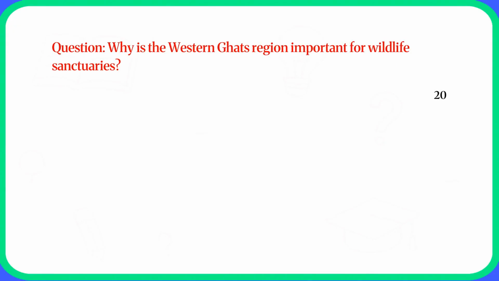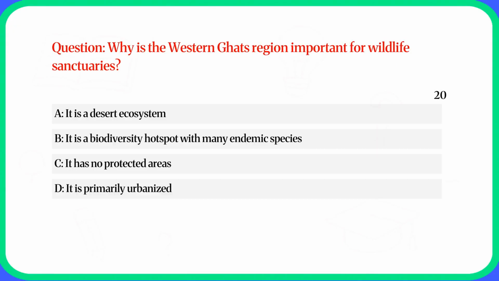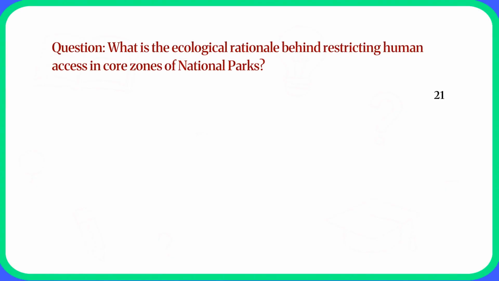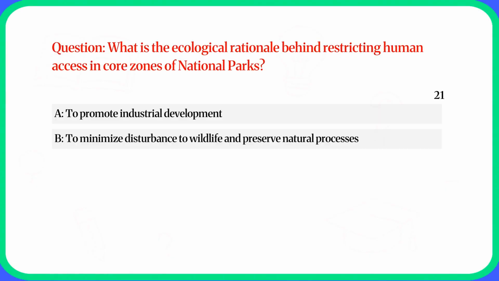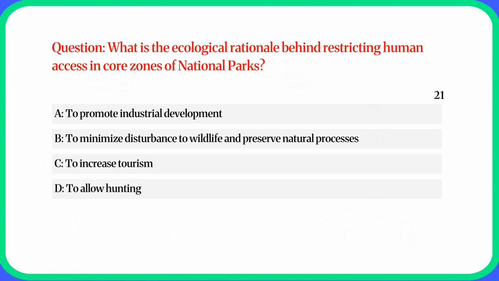Question: why is the Western Ghats region important for wildlife sanctuaries? Answer B. It is a biodiversity hotspot with many endemic species. Question: what is the ecological rationale behind restricting human access in core zones of national parks? Answer B. To minimize disturbance to wildlife and preserve natural processes.